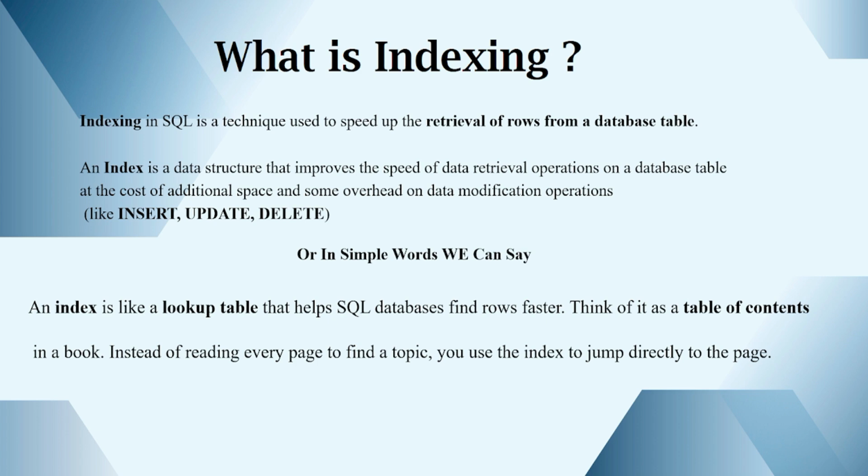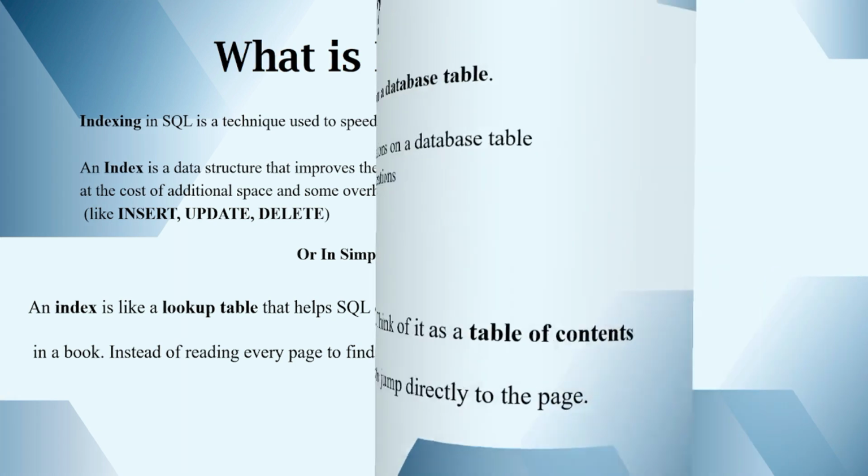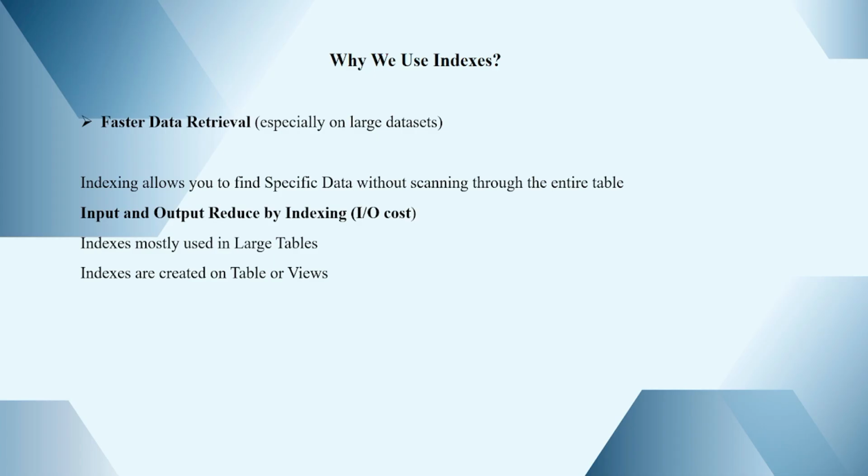And now let's learn why we need to use indexing in SQL. The first point says faster data retrieval, which we have already explained. Whenever you are dealing with a large data set, indexing is very useful. Indexing allows you to find specific data without scanning through the entire table. It also reduces input and output cost, which is called IO cost. I will explain this with a practical example, but for now keep this in mind: indexing reduces IO cost, is mostly used in large tables, and indexes are created on tables as well as on views.